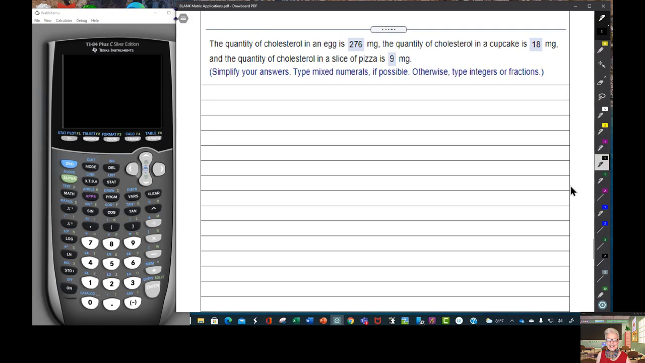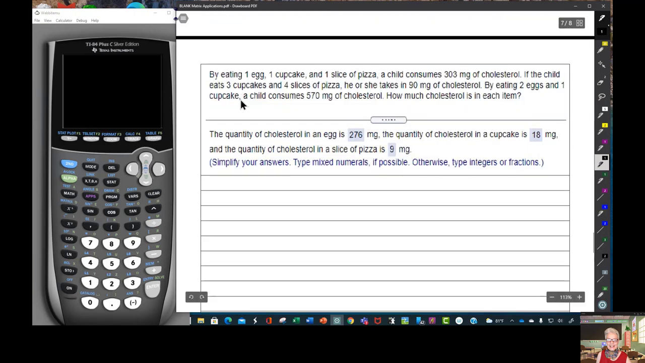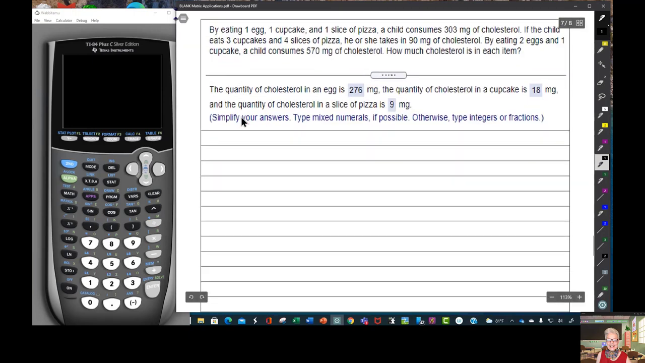The quantity of cholesterol in an egg is 276 milligrams. Well, let's read the whole thing. The quantity of cholesterol in a cupcake, I love cupcakes, is 18 milligrams. And the quantity of cholesterol in a slice of pizza is 9 milligrams. No, I was reading the wrong part. I was reading the answers. Well, cool, I should have already picked up on that.